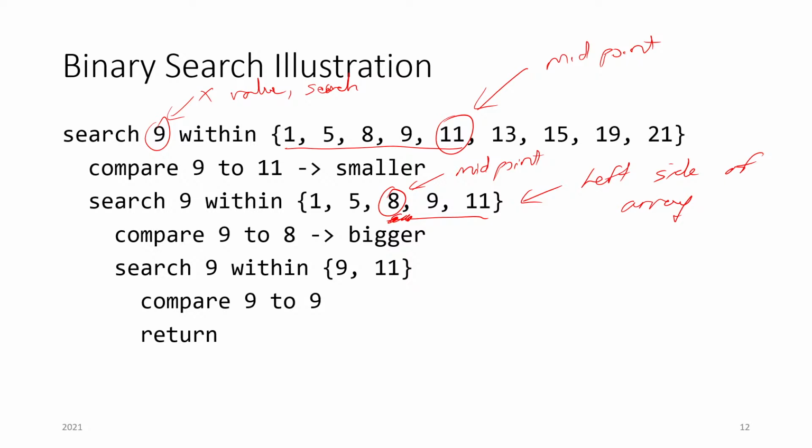So the binary search operates such that it keeps on halving the array until it finds its value accordingly. Now, how does this compare back to our order of log n runtime? So let's actually observe this.